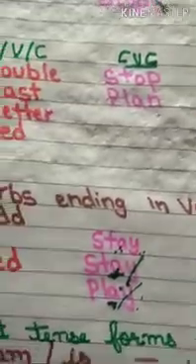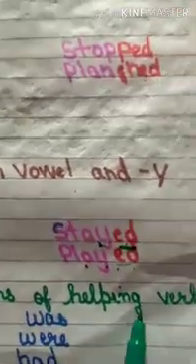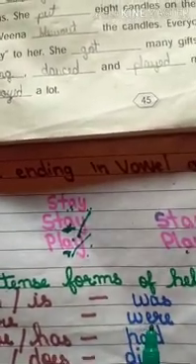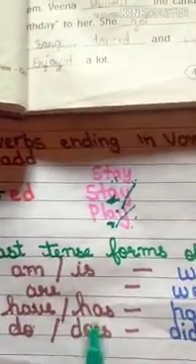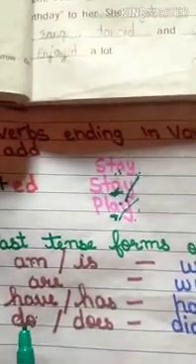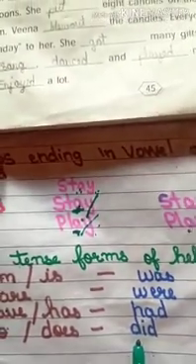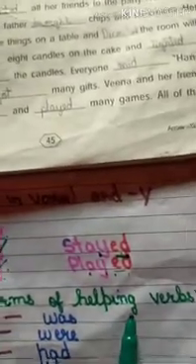Now one very important thing also: the past tense forms of helping verbs. Am, is will change to was in past tense. Are in present, and in past we use were. Have, has in present, and had we use in past. Do, does in present, and did we use in past. So these are the past tense forms of helping verbs.